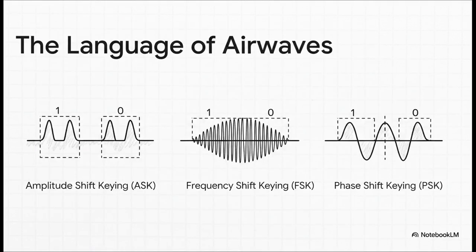So there are three basic ways we do this. With amplitude shift keying, or ASK, a strong signal could be a 1 and a weak signal could be a 0. Simple enough. With FSK, maybe a higher frequency is a 1 and a lower one is a 0. And with PSK, we shift the very starting point of the wave itself. Each one of these methods is kind of like a different dialect for speaking on the airwaves.